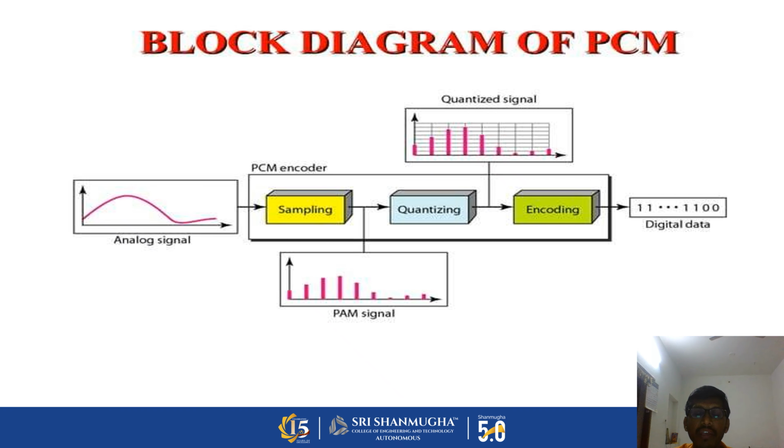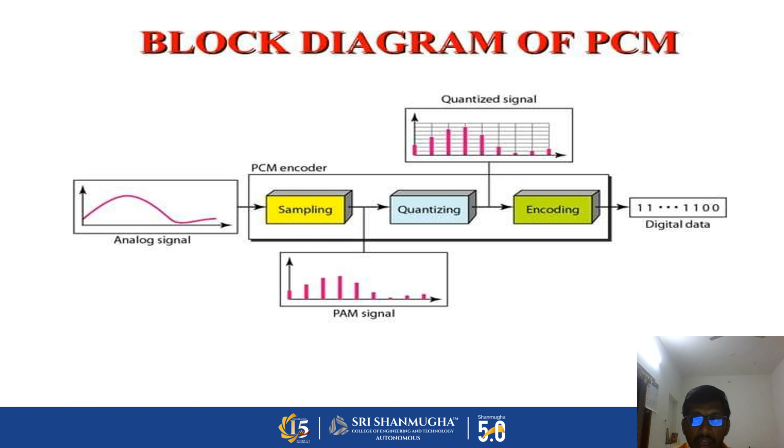This is the block diagram of pulse code modulation. First, the analog signal is the input signal. That signal goes through the sampling process. In the sampling process, the sampling frequency is greater than or equal to twice the maximum frequency. That is called the sampling process. Next, the sampled signal is transferred to the quantization stage. In the quantization method, the amplitude of the analog signal is converted into a pure digital signal.